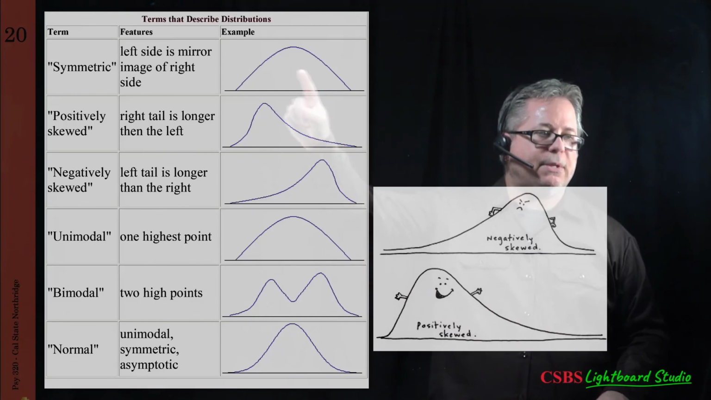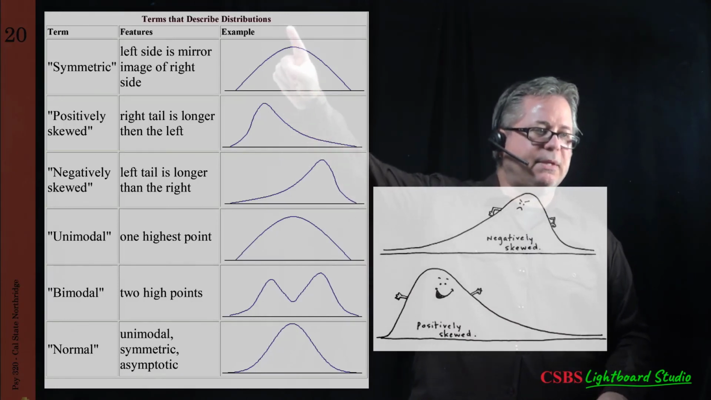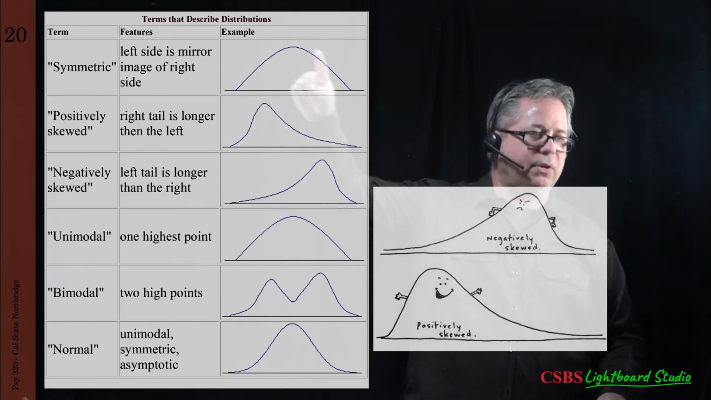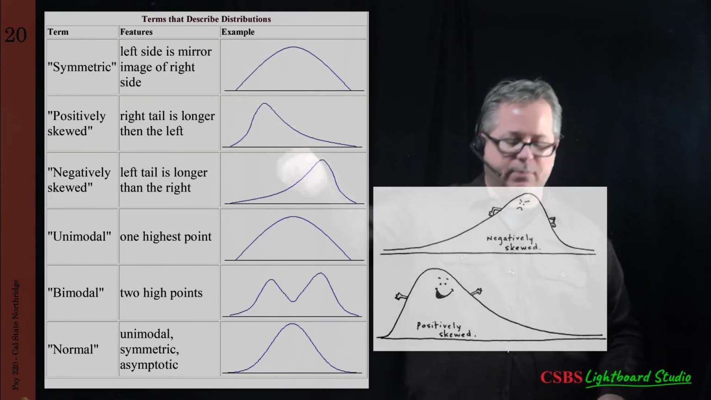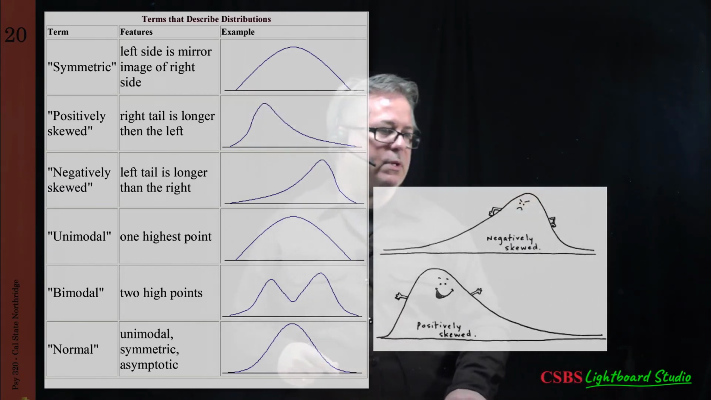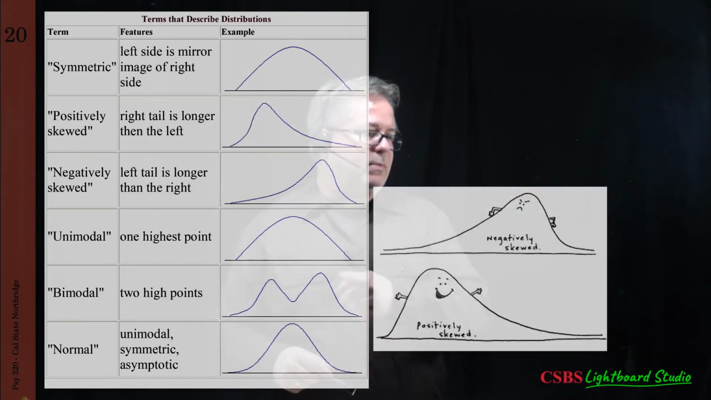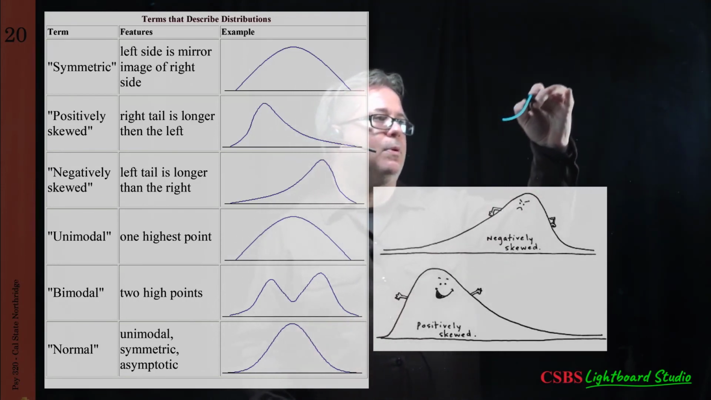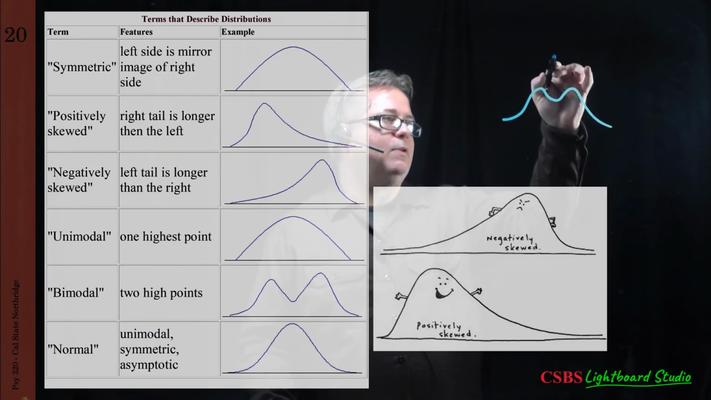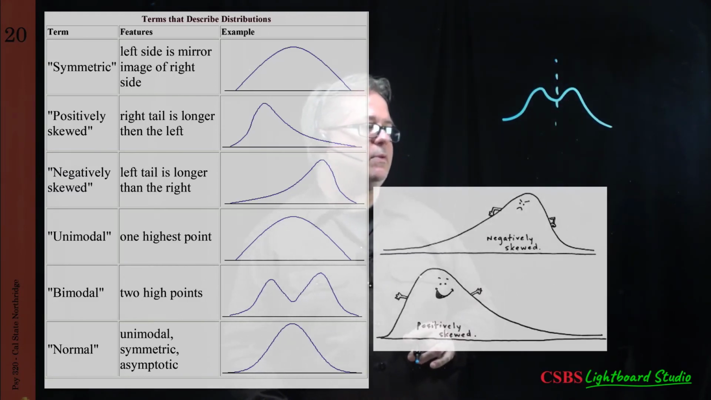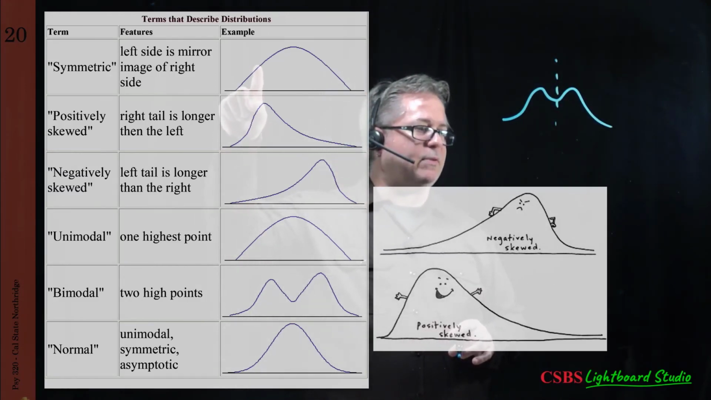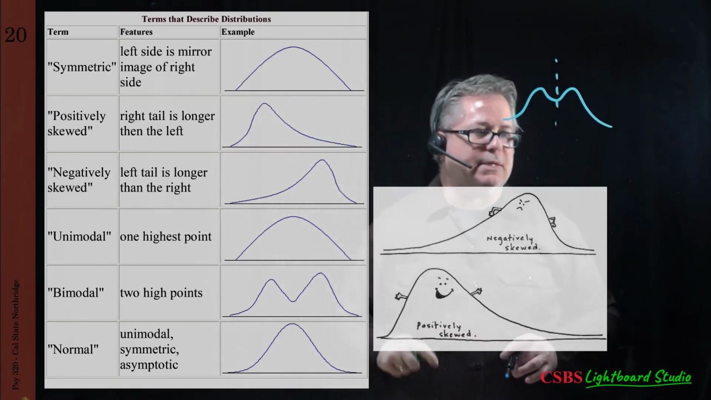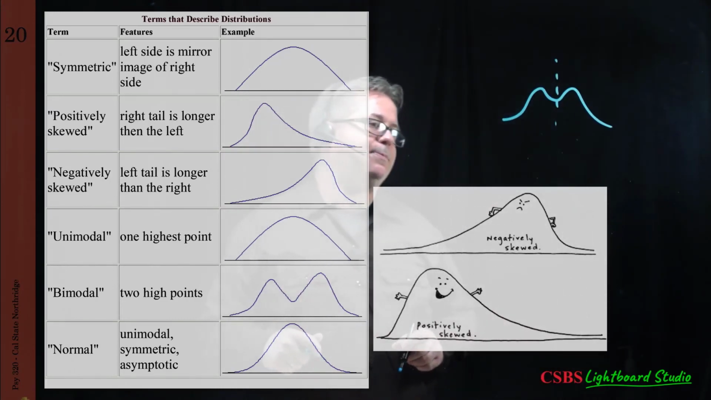So symmetric doesn't necessarily mean that it's normal like this. This one is unimodal and symmetric, but a data set could also be symmetric in other ways. This is not quite symmetric, but you can have something like a bimodal distribution that is essentially symmetric. So symmetric doesn't necessarily mean just this. It just means that the left and right-hand sides are mirror images of themselves.